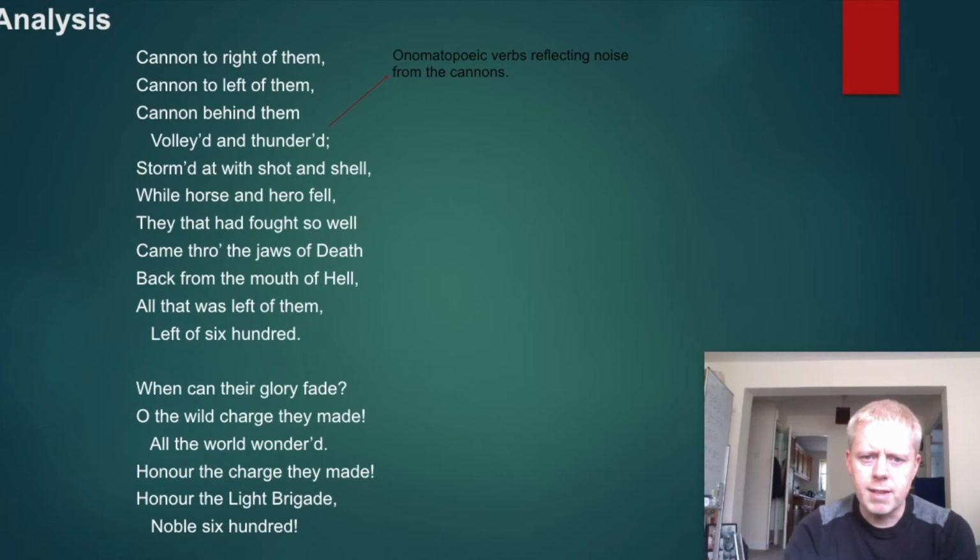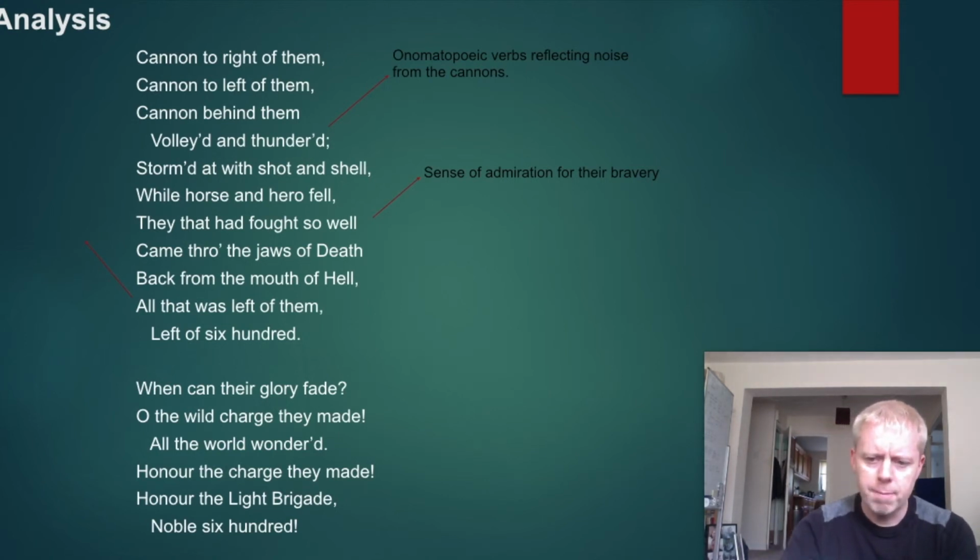Then we have volleyed and thundered again, onomatopoeic verbs reflecting the noise from the cannons, stormed at with shot and shell, again with sibilance, with horse and hero fell, alliteration. They had fought so well, came through the jaws of death, back from the mouth of hell. So telling the story and linking to previous points in the story. The bravery they showed, all that was left of them, left of 600.